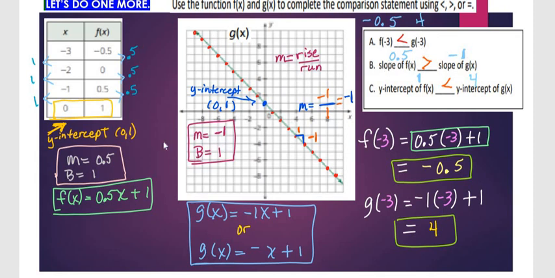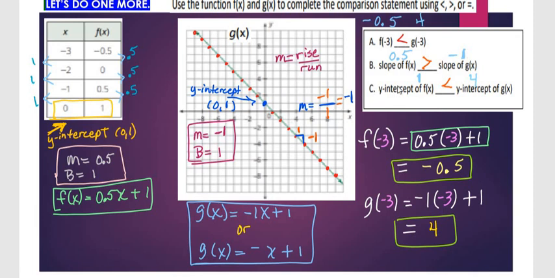Now, since I have my slope and my y-intercept written like this, we've already written it out and identified it. So I have my f of x is 0.5 and my g of x is a negative 1. And when I look at this right here, remember, anytime you have a positive number, it is always bigger than a negative number. So 0.5 is greater than a negative 1.